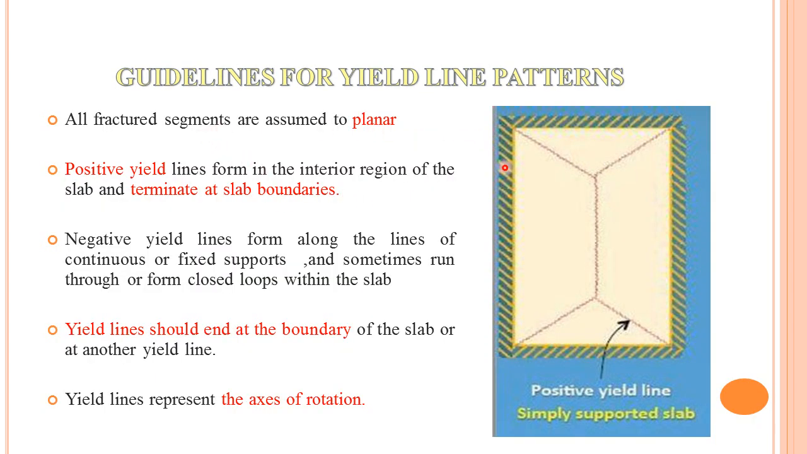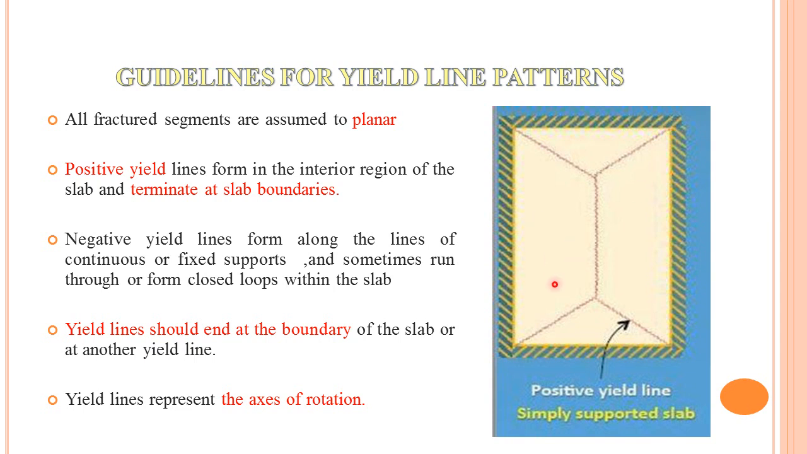All fractured segments are assumed to be planar. And then next, the positive yield line forms at the interior region of the slab, not at the exterior. Generally the positive yield line forms under positive moment, that is, in the sagging region. The positive yield line forms in the interior region of the slab, and it terminates at the boundaries. You can see it's not extending beyond the boundary, so it ends at the slab boundaries.